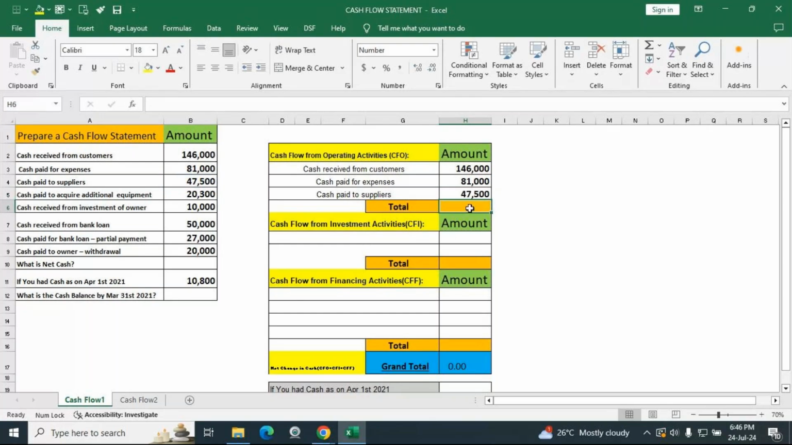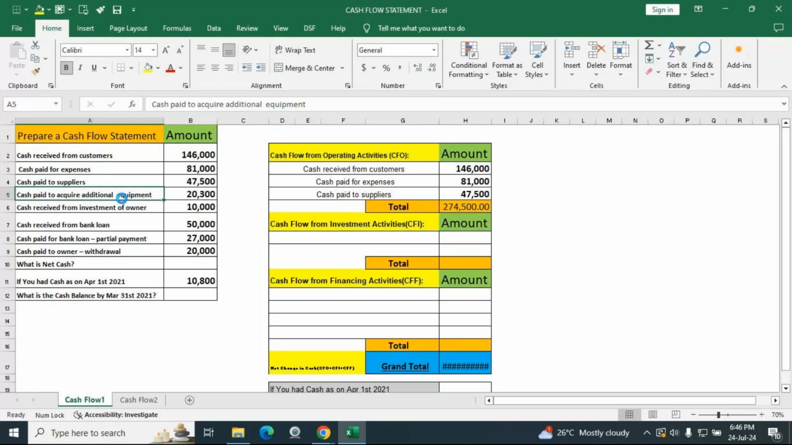Now here I'll put Alt equals. So total. Now cash flow from investment activities, cash paid to acquire additional equipment. So I am buying equipment, which means it is an investment, isn't it?